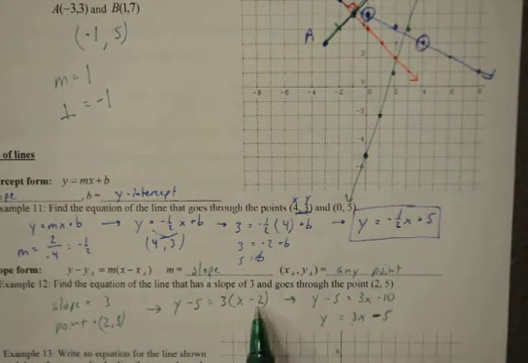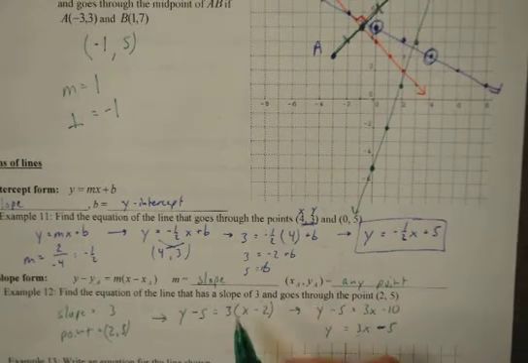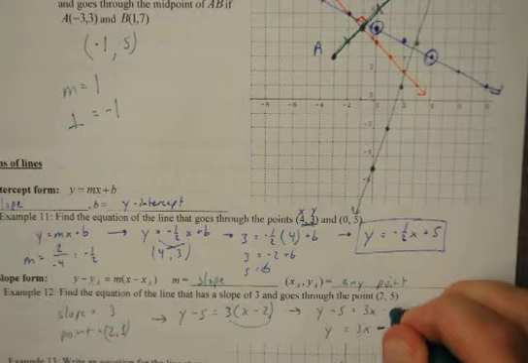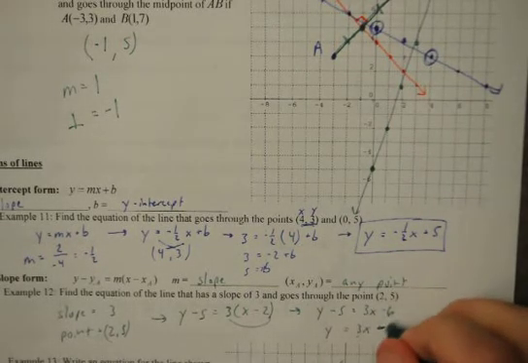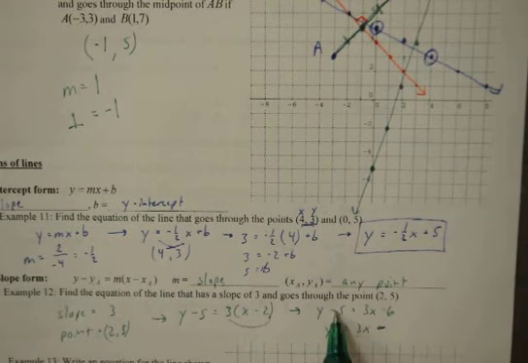Adding 5, 2, 5. Oh, 3 times, oh, duh. 3 times 2 is not negative 10, it's 6. Now add 5, you're going to get 1. That's my line.